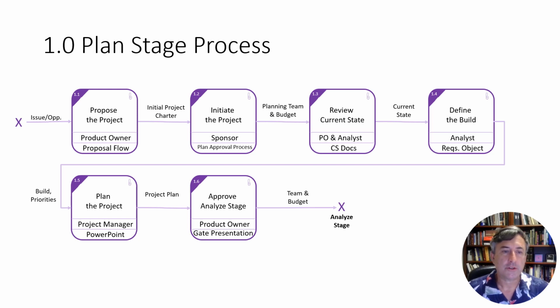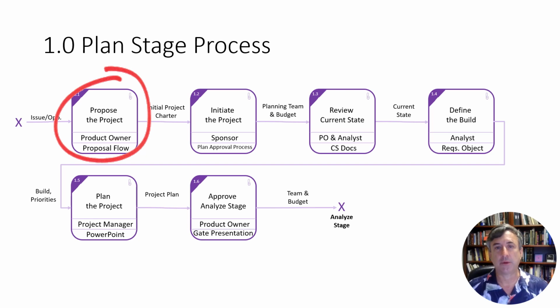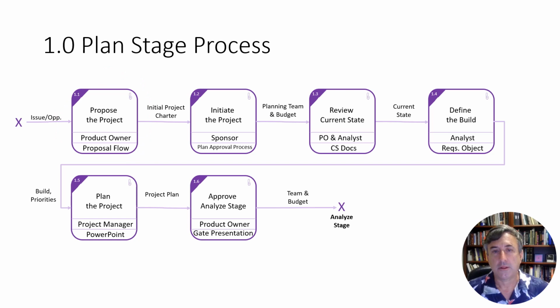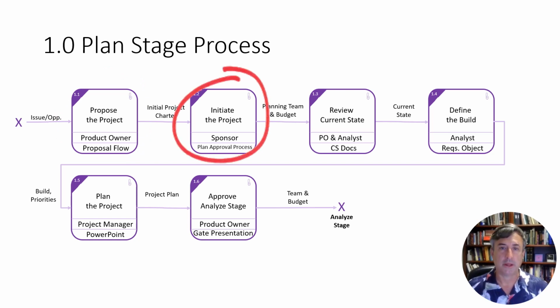And the first step is you propose the project. You go to your management and say, hey, I think we have a viable project here. Can I spend some time and energy planning it out at a high level? And the output of that is your initial project charter. Then you initiate the project, and you're going to pull a couple people in to help you with the planning that your management has authorized to help you. And you come out of that with a kind of planning team and budget, right?